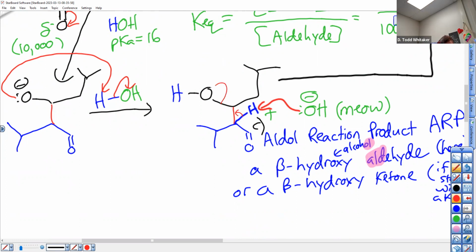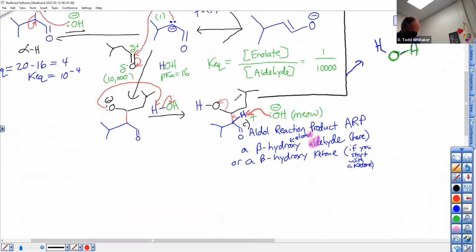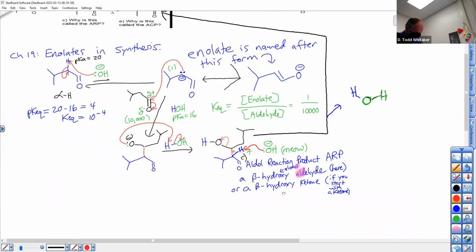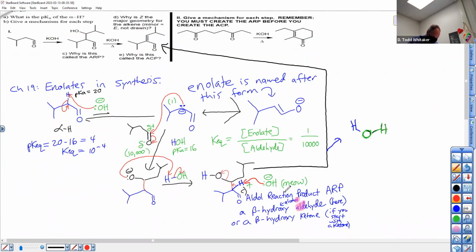And this guy, bye-bye. There you go. And that's another meow, right? Meow. So it's a catalyst twice. And you also generate your Aldol condensation product.